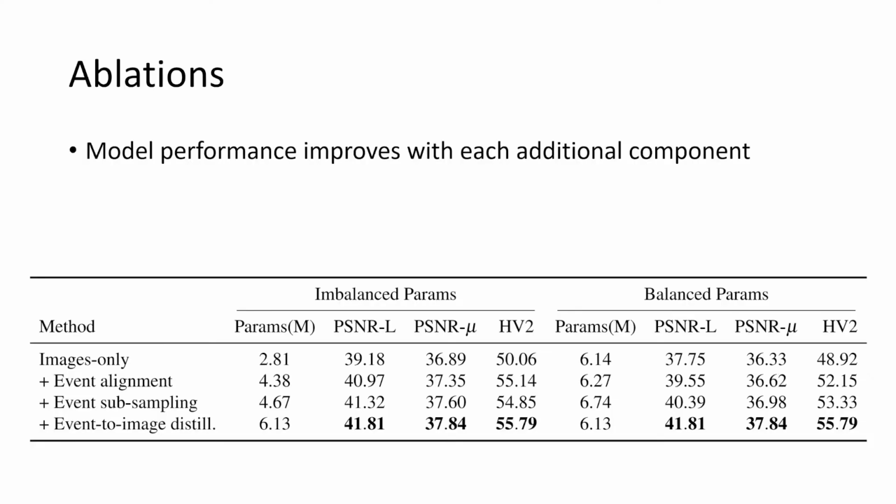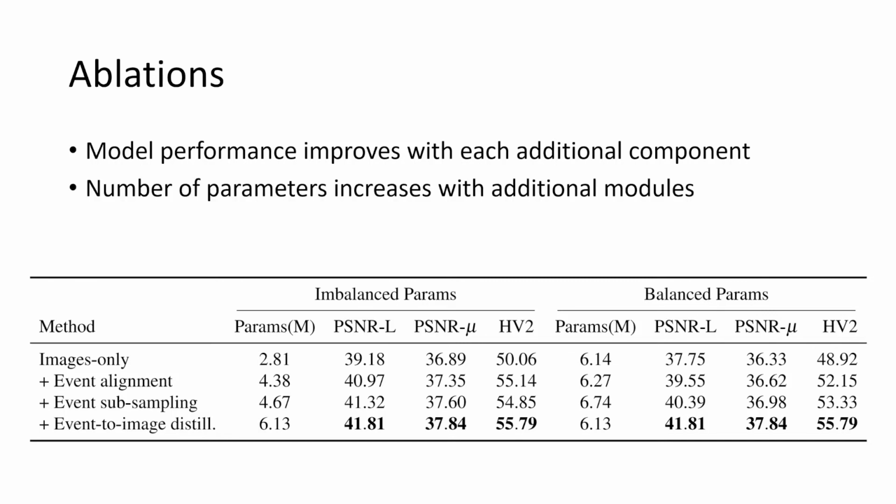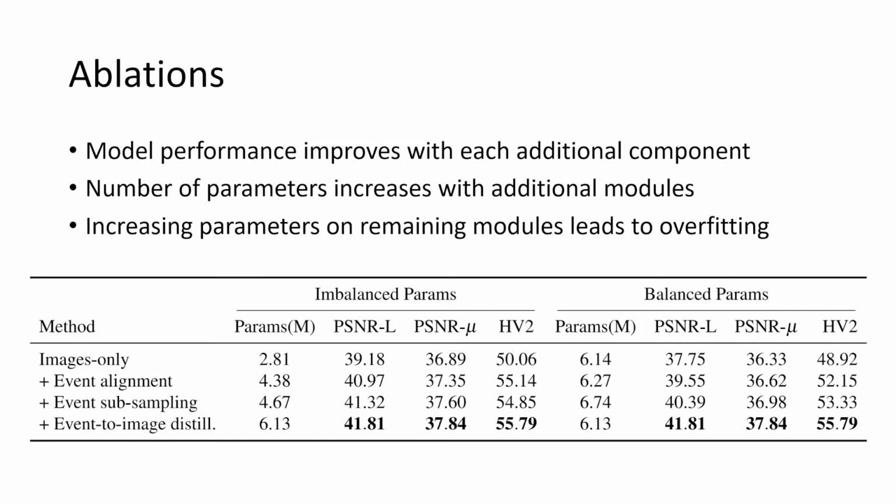We perform a number of ablation experiments to validate the effectiveness of each component of our model. We observe that the model performance increases with each additional component. Note that each additional module increases the overall number of network parameters, so for each ablation we balance the overall parameters by increasing the number of parameters in the remaining modules. Still, our complete model configuration performs the best overall, as increasing parameters in the remaining modules leads to overfitting of the model.